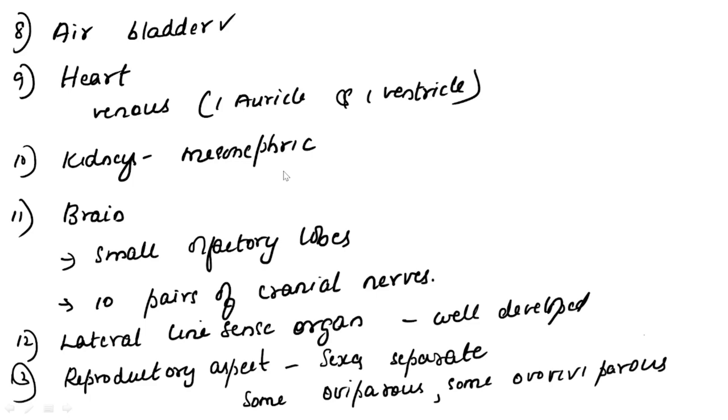What type of kidney, I have explained to you in detail in the former classes, so I am not going to repeat it. Then coming to brain. Brain has small olfactory lobes. In the former class, I think you remember that olfactory lobes are big and more developed. And 10 pairs of cranial nerves emanate from the brain. Lateral line sense organ is well developed.